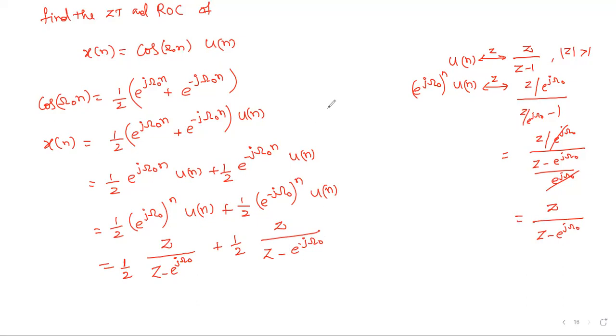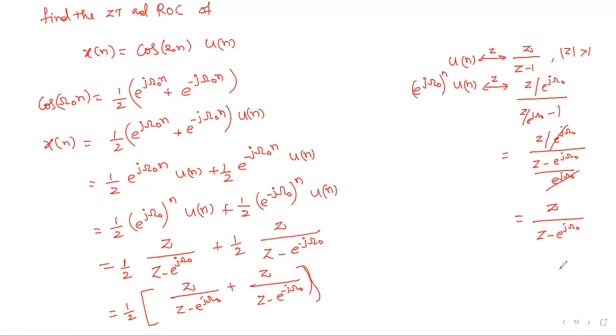Now, if you simplify this further, what will we get? This is an important problem. You need to write till the last step. So I will write here 1 by 2 into z by z minus e power j omega naught plus z by z minus e power minus j omega naught. Now, what is y of z? Y of z is equal to this, which is x of z, right?